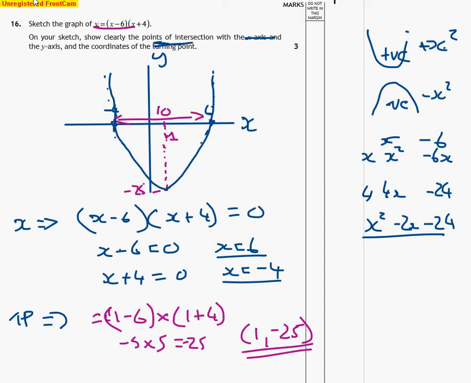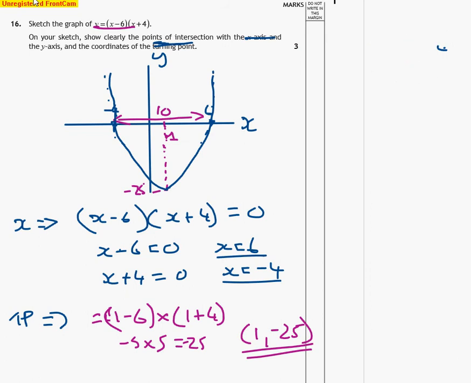The last bit is where it cuts the y-axis. Now we can look at that and say, well, it's definitely going to be higher than minus 25, and not by much, because the turning point is right next to the axis, isn't it? But how do we find that out? Well, I'll rub this out to give us some space.